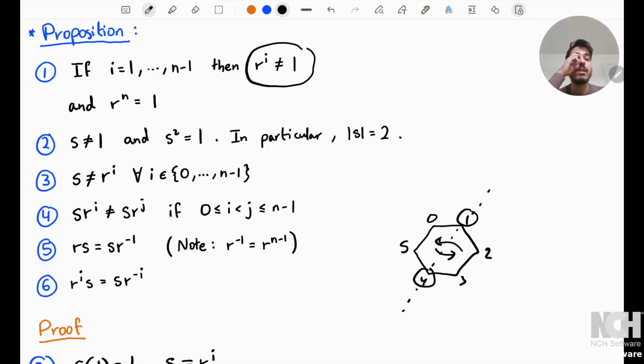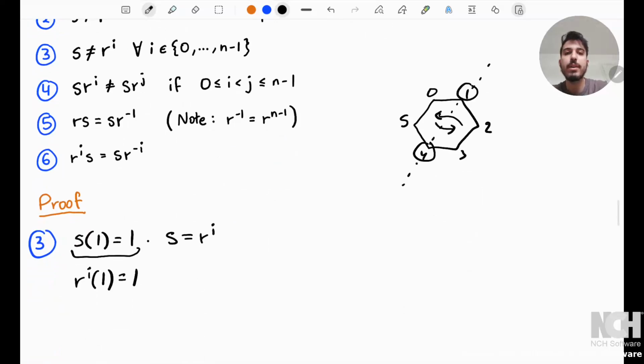It means that it never moves a vertex to itself if i is between 1 and n minus 1. So this is impossible if i is between 1 and n minus 1. But we have just said that i is between 1 and n minus 1. That is impossible. But what if i is 0?